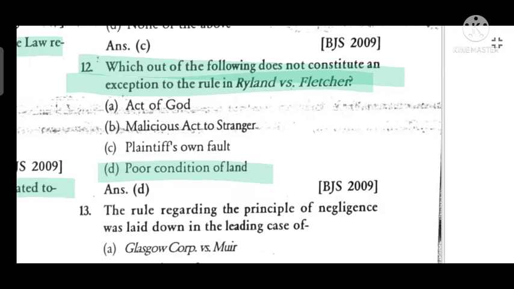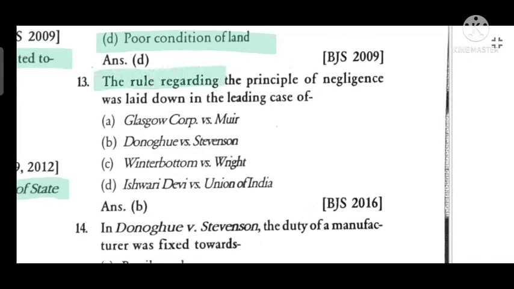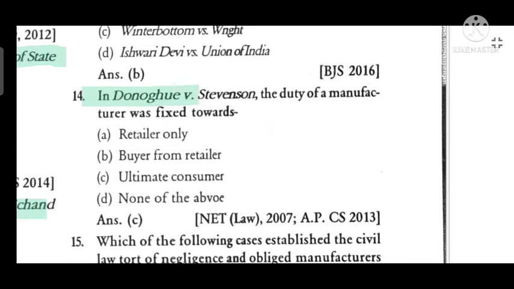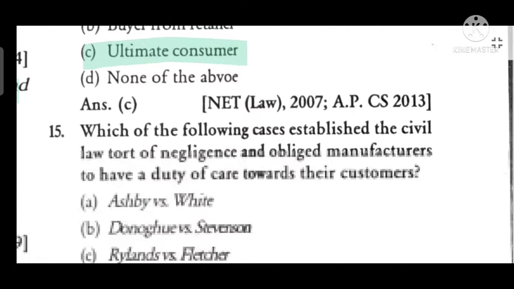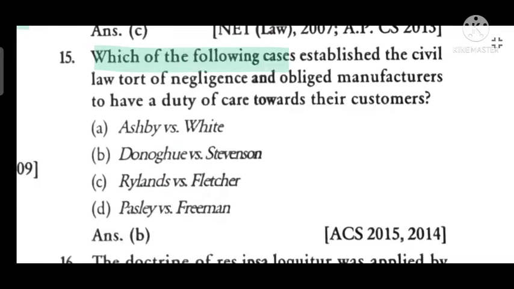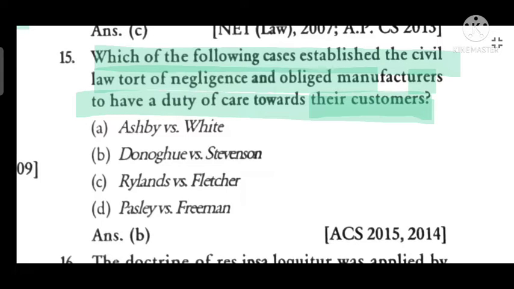Poor condition of fair. The rule regarding the principle of negligence was laid down in the leading case of Donoghue versus Stevenson. In Donoghue versus Stevenson, a duty of the manufacturer was fixed toward the ultimate consumer. Which one of the following cases established the civil law of tort of negligence and obliged manufacturers to have a duty of care towards their customers?